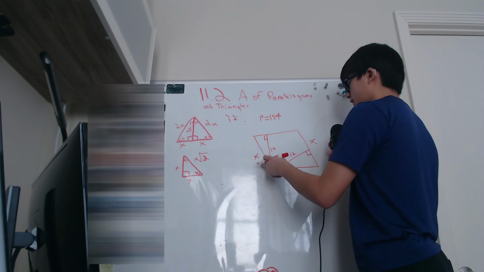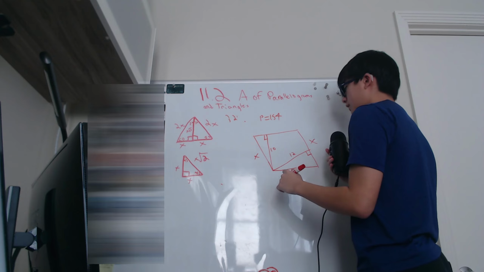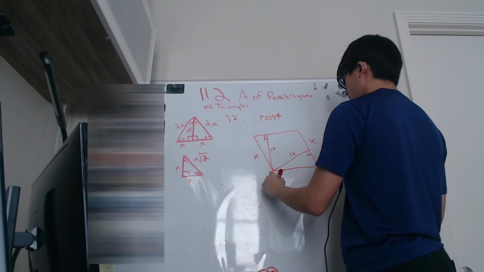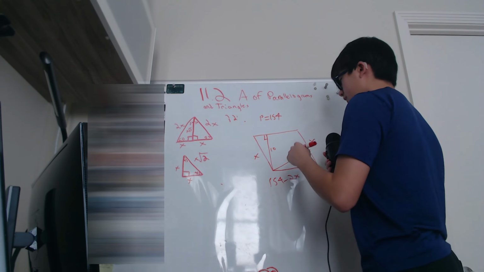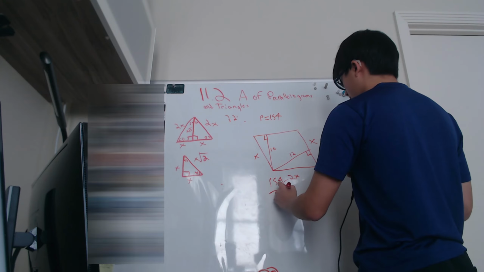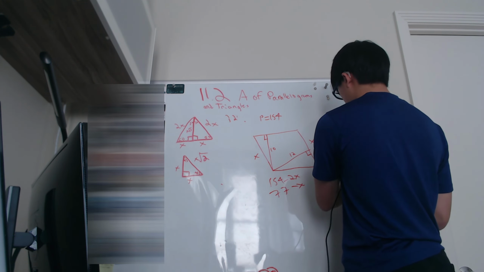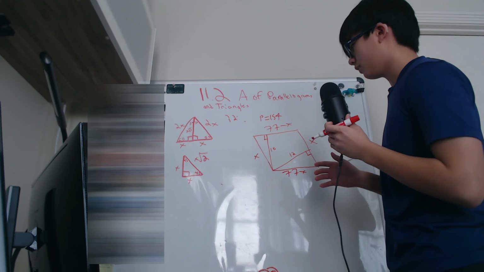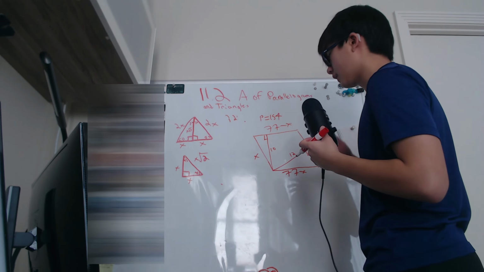So if this side is x, and this side is x, and we know the perimeter is 154, both of these sides together will have to be equal to 154 minus 2x. Right? And because there are 2 sides, we can just divide this by 2. So this is 77 minus x. So we know both sides here are 77 minus x. So we know all of these sides now. Now, it's just as simple as plugging in and solving.